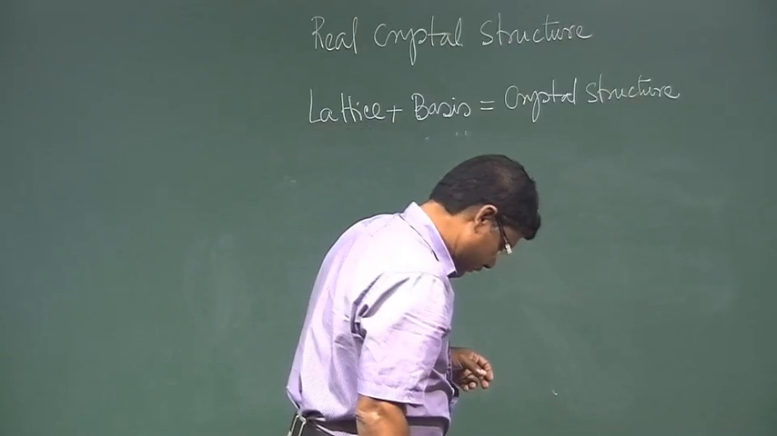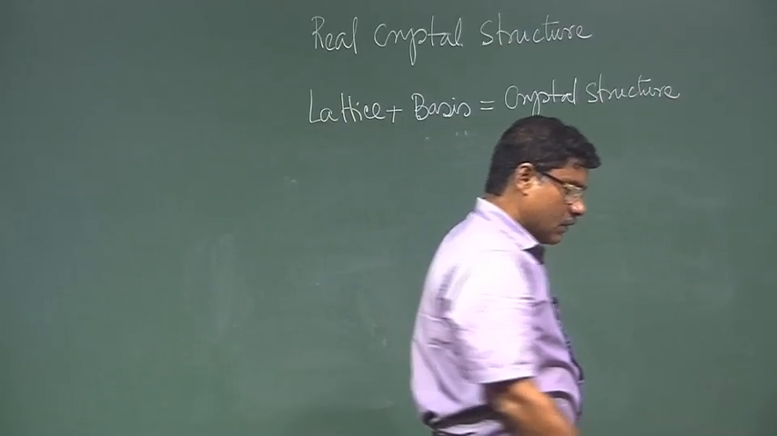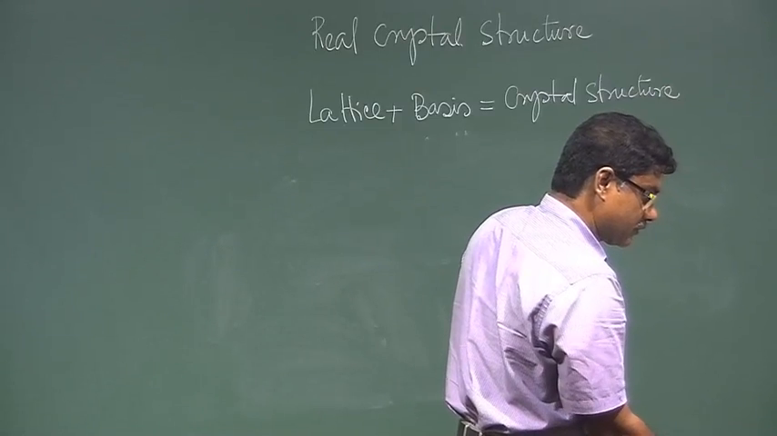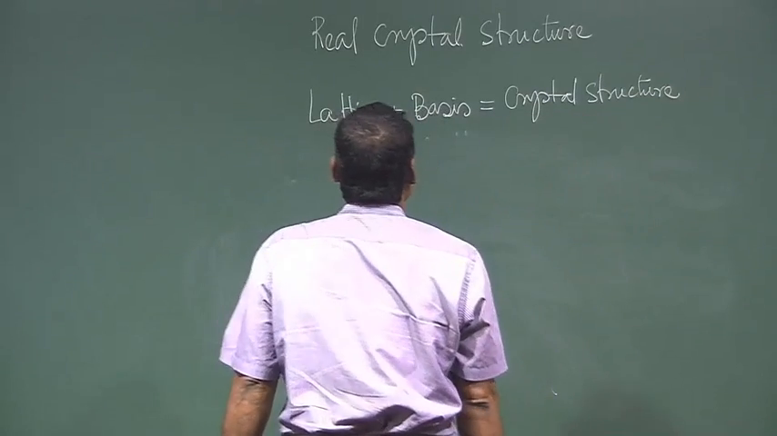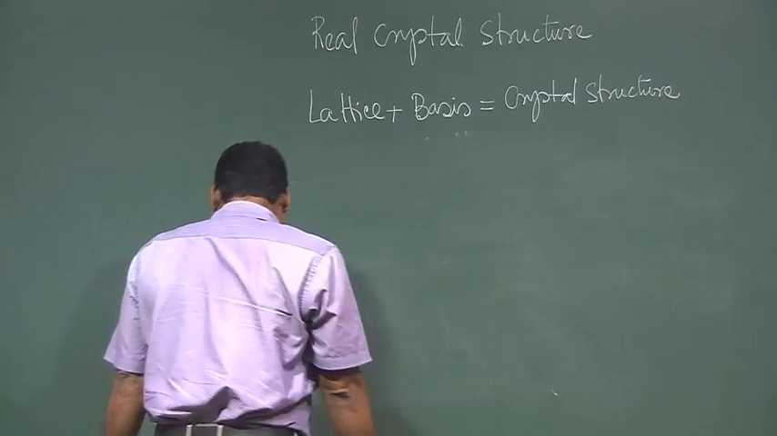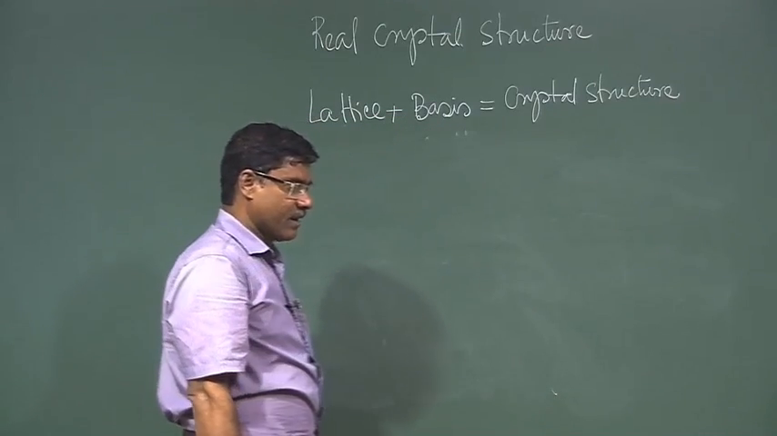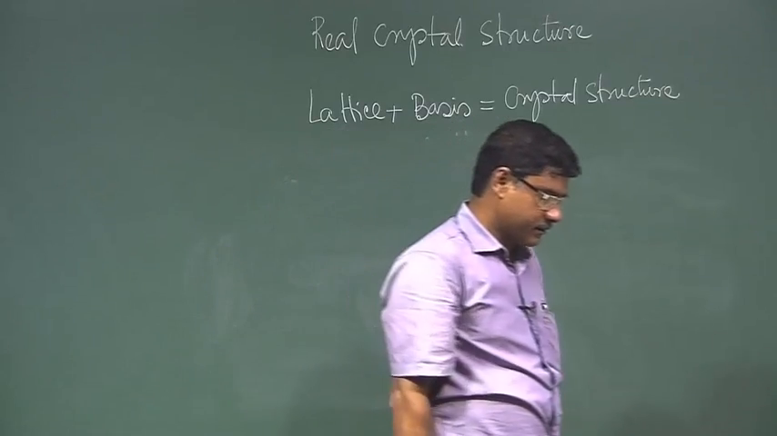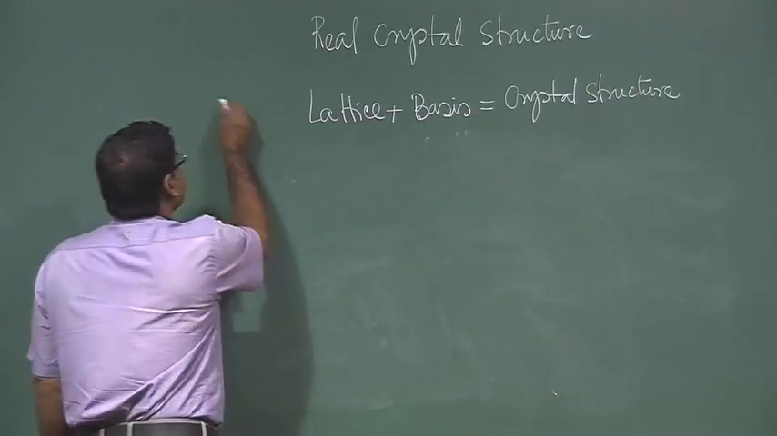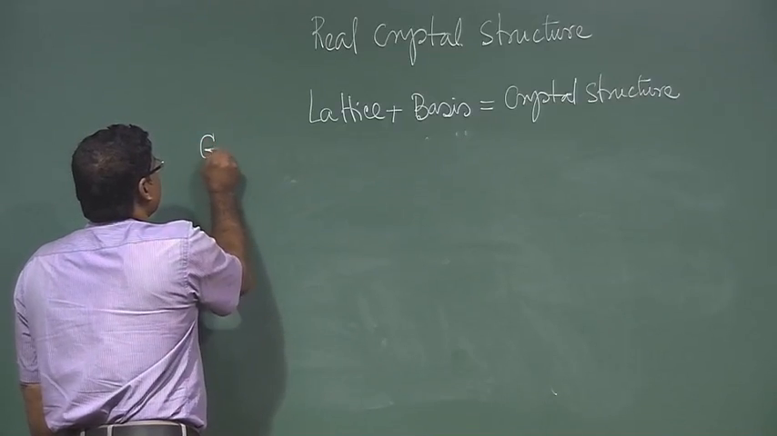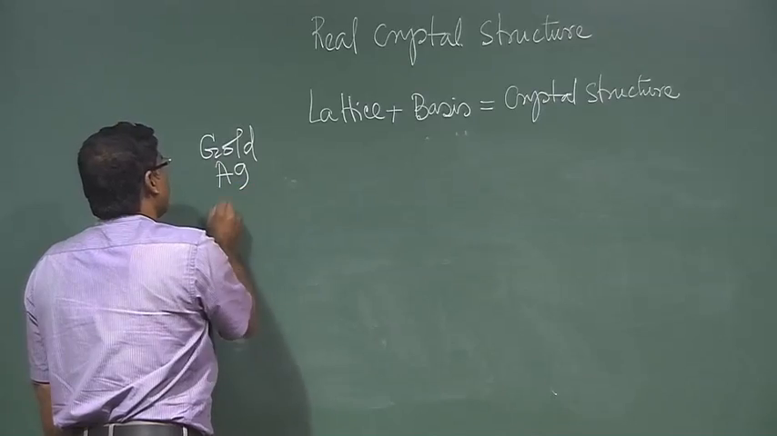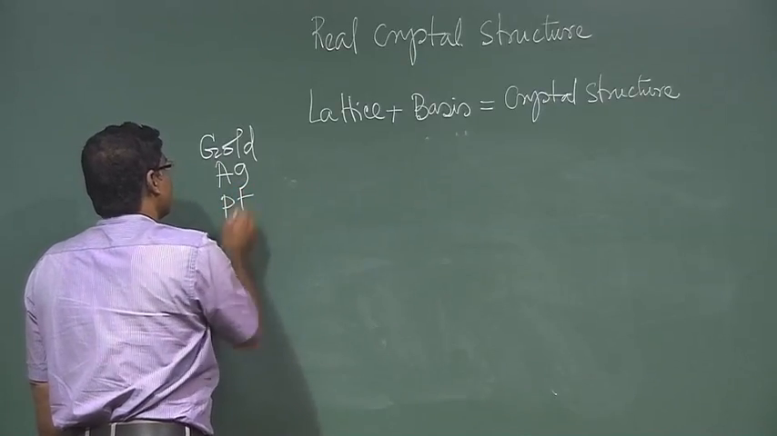So, let us take some materials which are familiar to us. What materials do we generally see frequently in our day to day life? So, that is gold, silver, platinum, right.